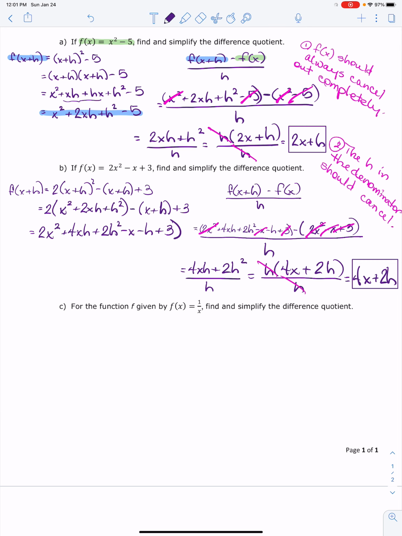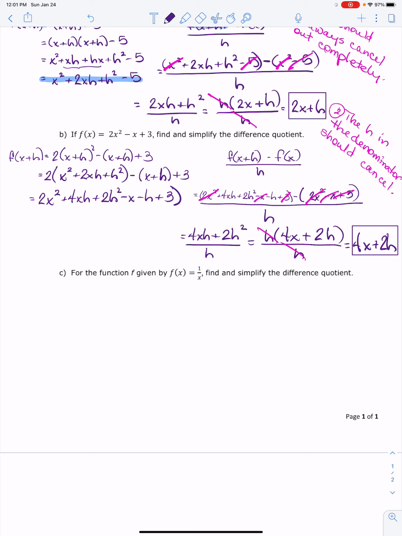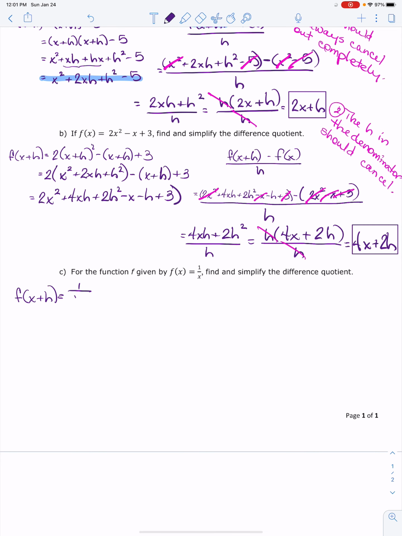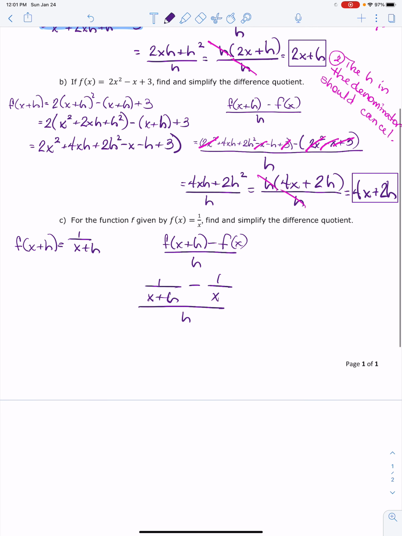C looks a little different. This is where students tend to get a little hung up. And it's just the algebra. We start the same way. F of x plus h is 1 over x plus h. That's it. And so here's my difference quotient, f of x plus h minus f of x all over h. I get 1 over x plus h minus 1 over x all over h.